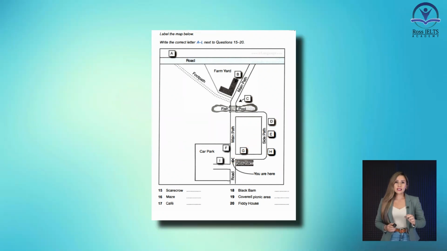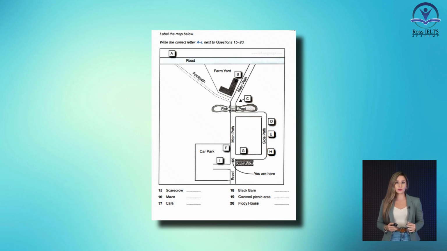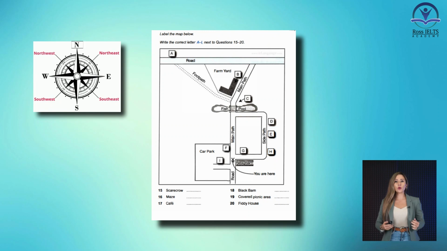Now, what's the second step after we realize where we are? Exactly. You should see if you have a compass icon on the map, because sometimes you have a compass on the map that shows you the cardinal directions. Like you see here, you have north, south, east, west. Northeast, northwest, southeast, and southwest.